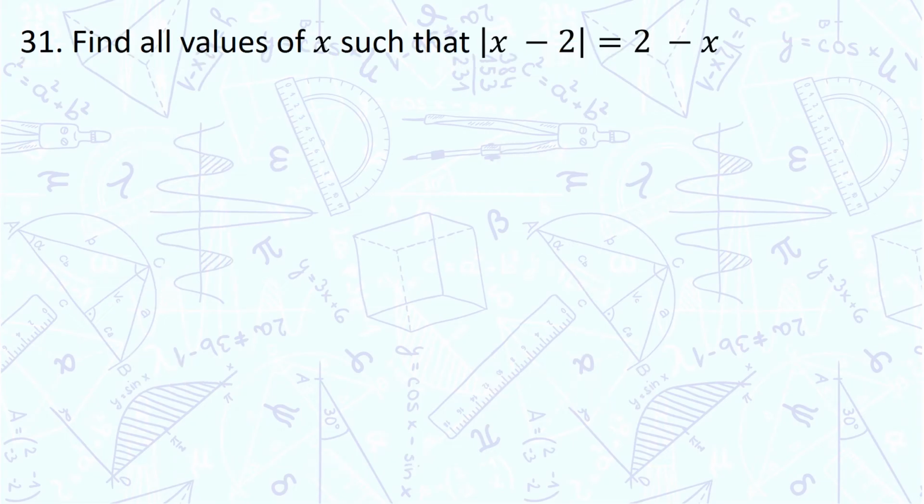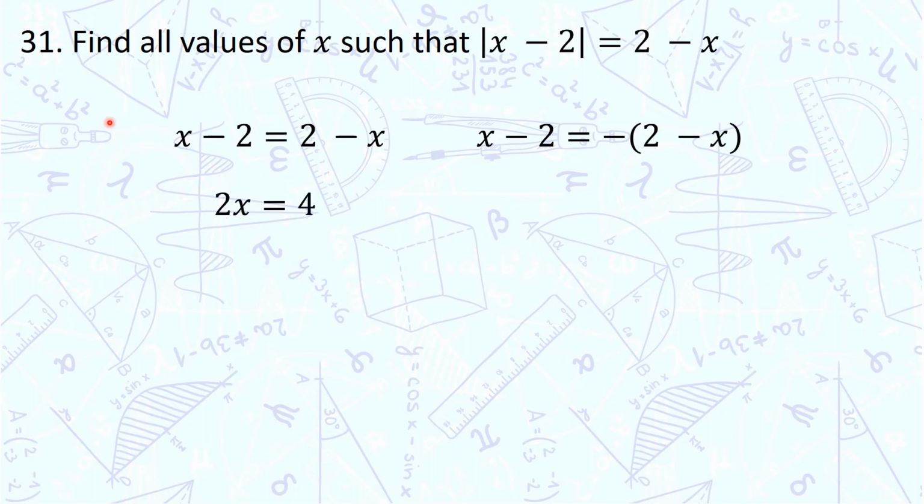Next, find all values of x such that the absolute value of x minus 2 equals 2 minus x. We have two cases for this one. That is x minus 2 equals 2 minus x. And x minus 2 equals the negative of 2 minus x. So let us solve case 1. We have 2x equals 4. Therefore, x equals 2.